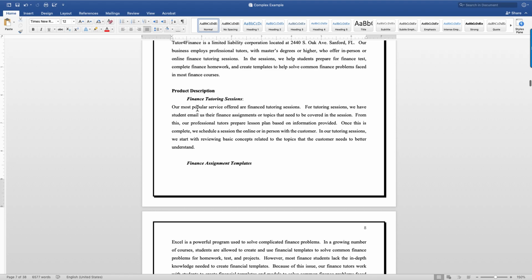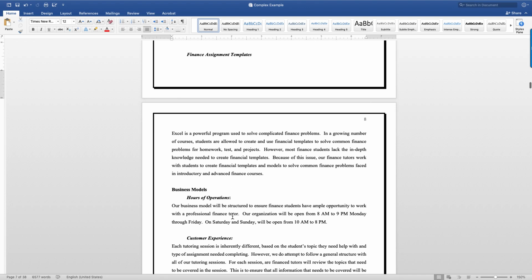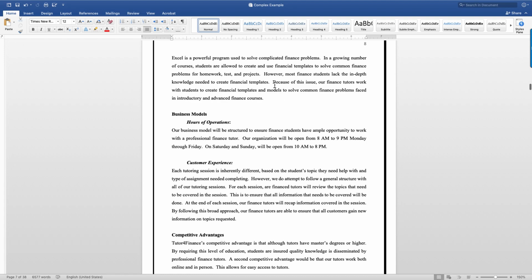And then right underneath is product description, and this goes into further detail on the products and services of the company. And for the complex plan, I do go into business models. How are you going to operate? What are your hours of operation? What's the customer's experience going to be? Just gives the reader a better understanding of what the customer is going to expect and how your business overall is going to make money.